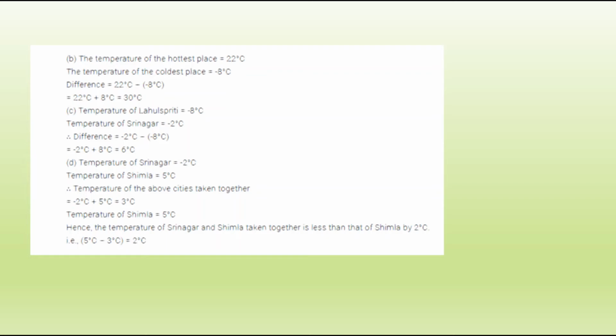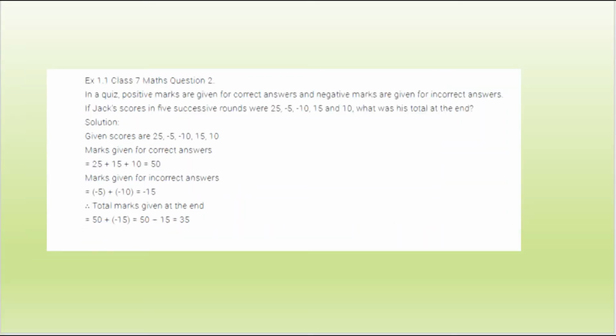Temperature of Srinagar is minus 2, temperature of Shimla is plus 5 degrees Celsius, and temperature of the above cities taken together is minus 2 plus 5, which is 3 degrees Celsius, and temperature of Shimla is 5 degrees Celsius. Hence the temperature of Shimla and Srinagar taken together is less than Shimla by 2 degrees Celsius. That is 5 degrees minus 3 degrees equal to 2 degrees Celsius.